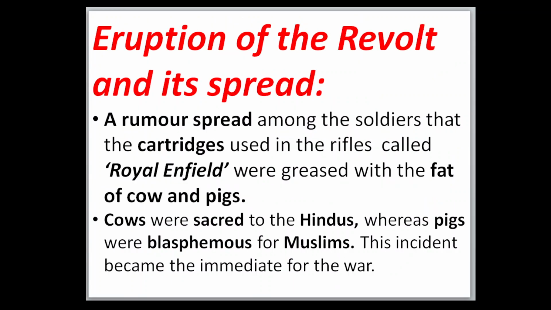Now come to the eruption of the revolt and its spread. A rumor spread among the soldiers that the cartridges used in the rifles called Royal Enfield were greased with the fat of cows and pigs.